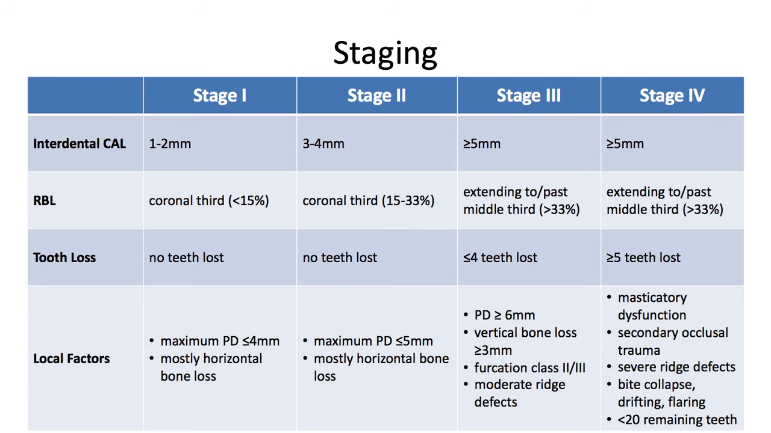So to put it all together, you start with the most severe interdental CAL and select the appropriate stage. If CAL is not available, you do the same thing with radiographic bone loss. Then you look at the teeth lost due to periodontitis. If 4 or less, then you upgrade to stage 3. If 5 or more, you upgrade to stage 4. And then you look at the local complexity factors. So if there are factors that are appropriate to a patient, like vertical bone loss greater than 3 millimeters or less than 20 remaining teeth, you would upgrade to the appropriate stage.